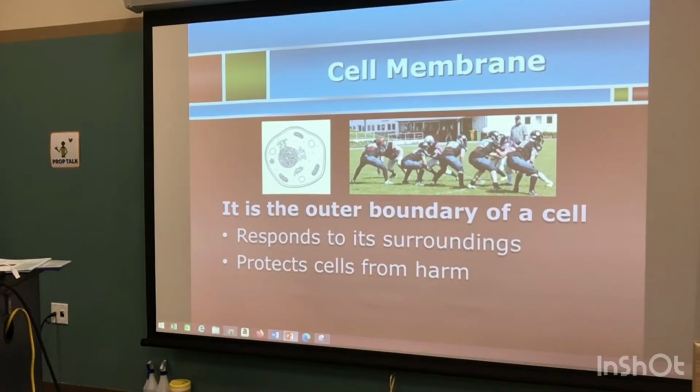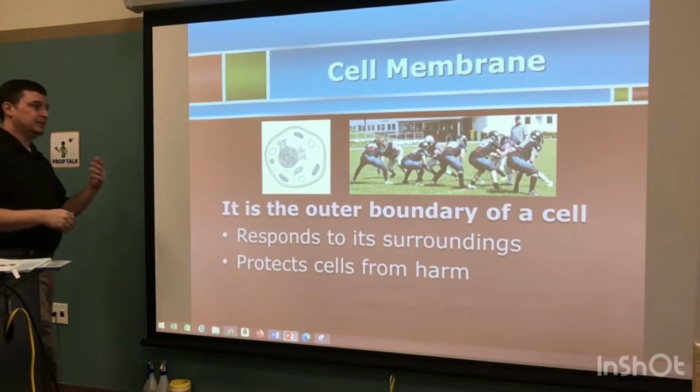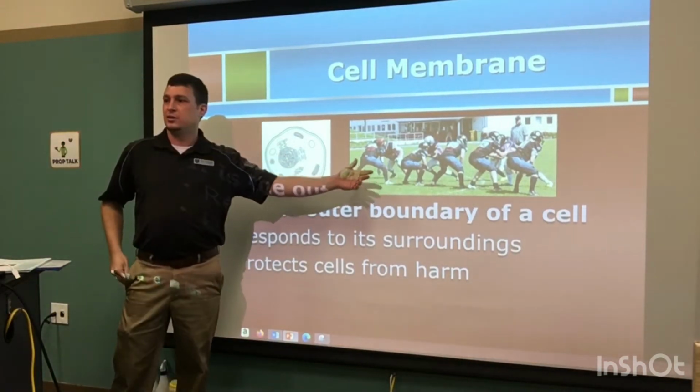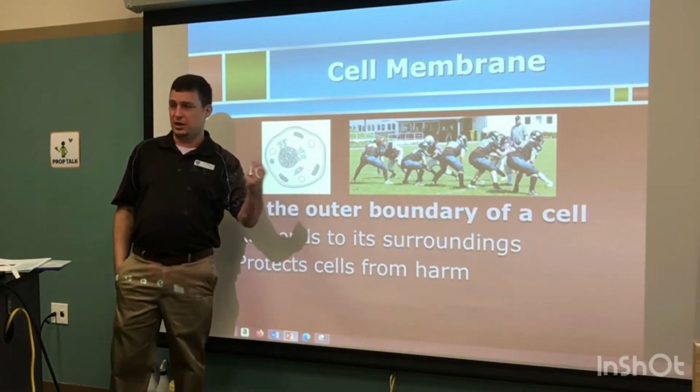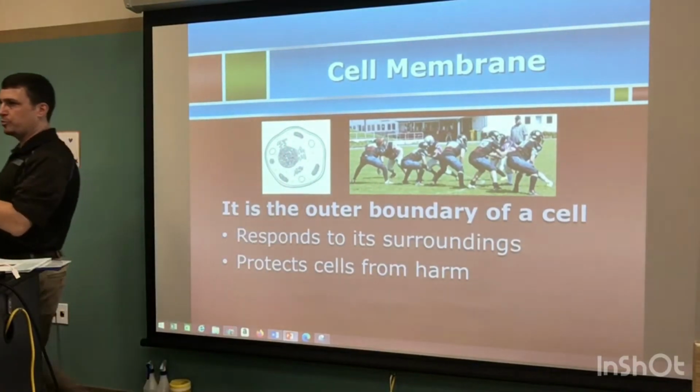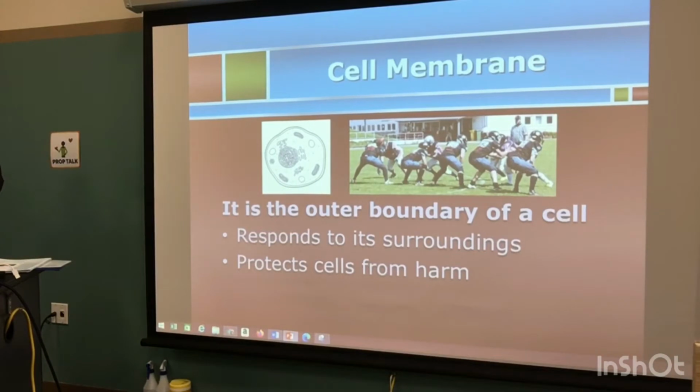So a cell membrane protects it, doesn't it? It protects the cell from harm. Kind of like this defensive line in the picture. Gentlemen, the defensive line, their purpose is to protect that quarterback, isn't it?